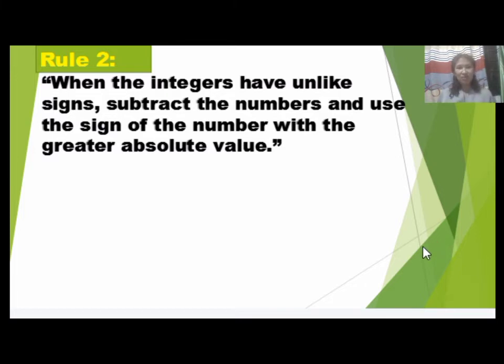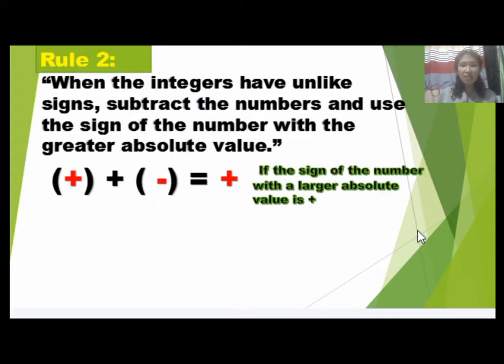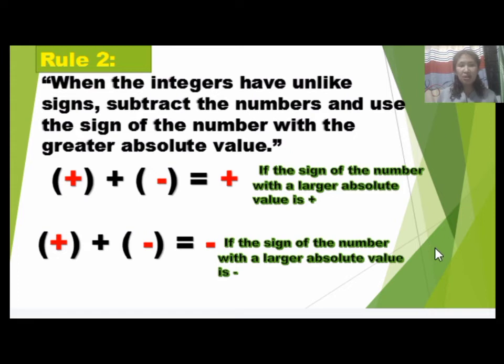That is, positive plus negative is equal to positive if the sign of the number with a larger absolute value is positive. And positive plus negative is equal to negative if the sign of the number with a larger absolute value is negative.